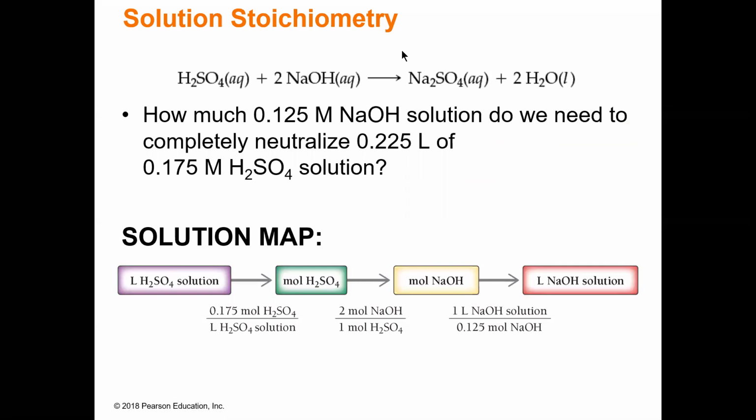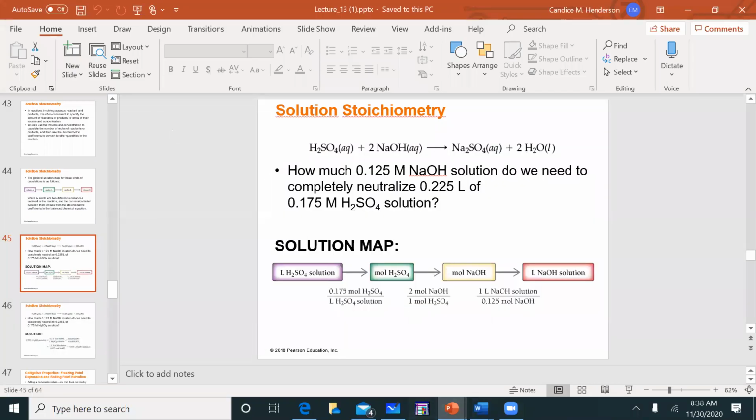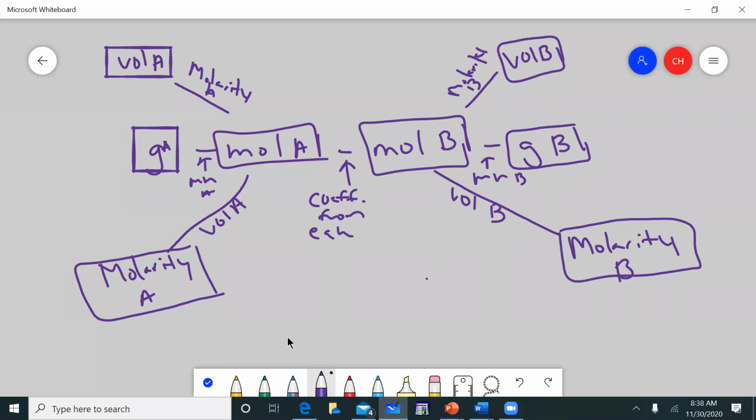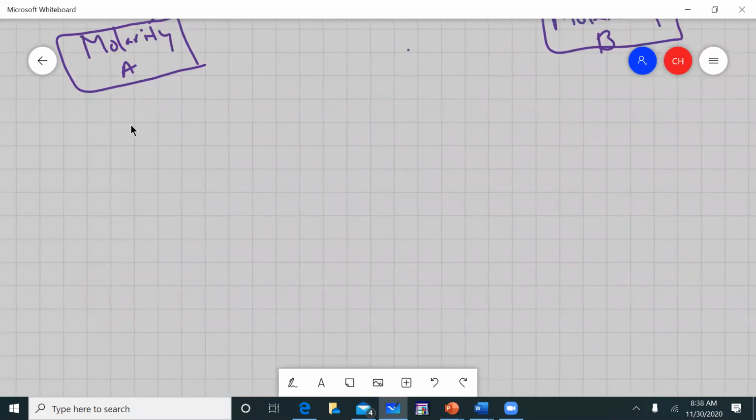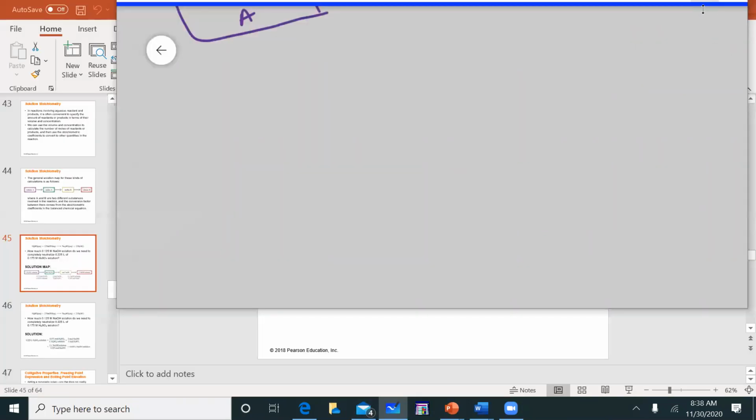Okay, so let's look at this problem here. It says, how much of a 0.125 molar NaOH solution do we need to completely neutralize a 0.225 liter of a 0.175 molar H2SO4 solution? And outside of this telling you it's solution stoichiometry, I know it's solution stoichiometry for a couple different reasons. There's a balanced equation. And I'm going to sort of transfer this to my whiteboard because I don't fully like how they describe how to do this. I want to give you a little bit more detail.